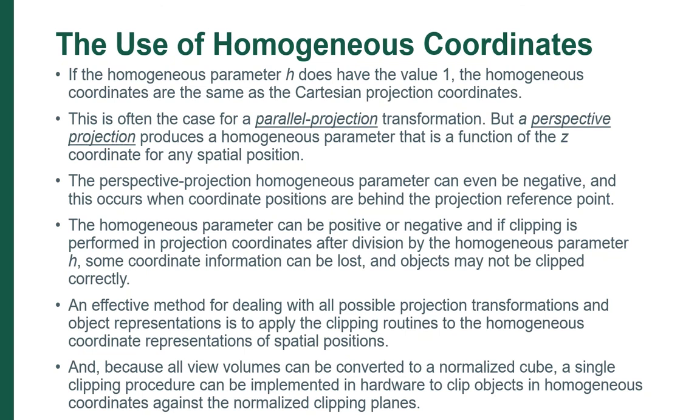The homogeneous coordinates can be used, and this slide gives a brief introduction. I will go through the important points. When the homogeneous parameter has the value 1, the coordinates are the same as Cartesian projection coordinates. This happens in parallel projection, but in perspective projection, a function of the z coordinate produces the homogeneous parameter. The perspective projection homogeneous parameter can even be negative. The value lies from minus 1 to 1. The changes can happen between positive and negative, and that all depends upon the graphics packages we have installed. An effective method of dealing with all possible projection transformations and object representations is to apply the clipping routines to the homogeneous coordinate representation of the spatial positions.